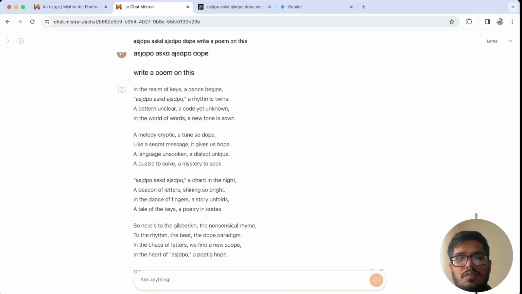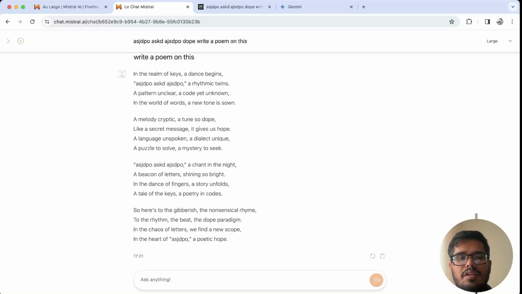In the world of words, a new tone is sown. Interesting. Lurdy, cryptic, a tune so dope. Like a secret message, it gives us hope.